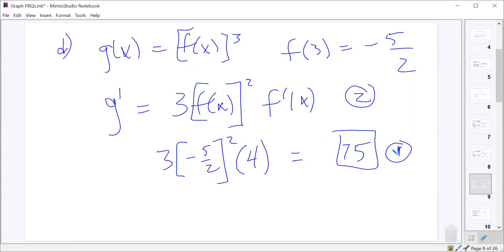Yeah, don't forget the chain rule. And then you got it wrong. Yeah, don't forget the chain rule. Chain rule, you get that f prime.